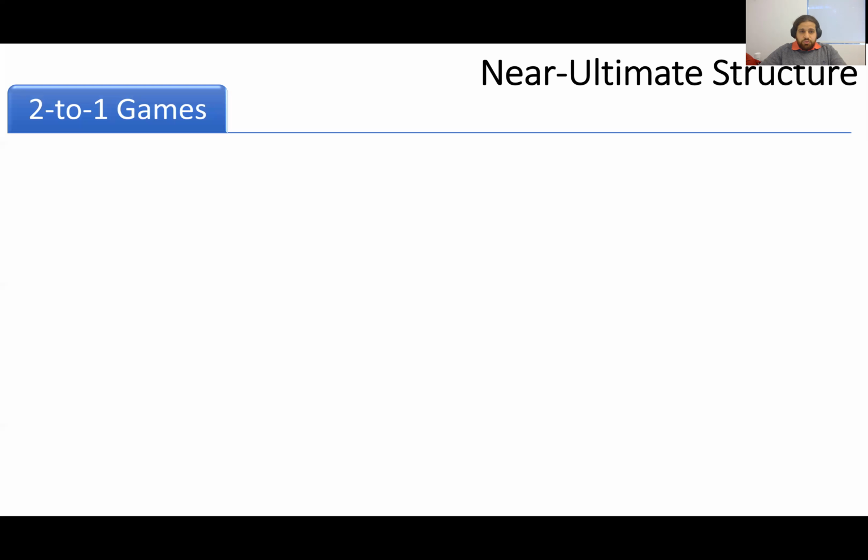Okay, so let's maybe relax our structural requirement. Let's maybe settle for something a bit less restrictive than one-to-one in the hope that maybe we can prove it. So what is the least restrictive, the most restrictive structure that is not one-to-one? Well, this is what is called two-to-one games.